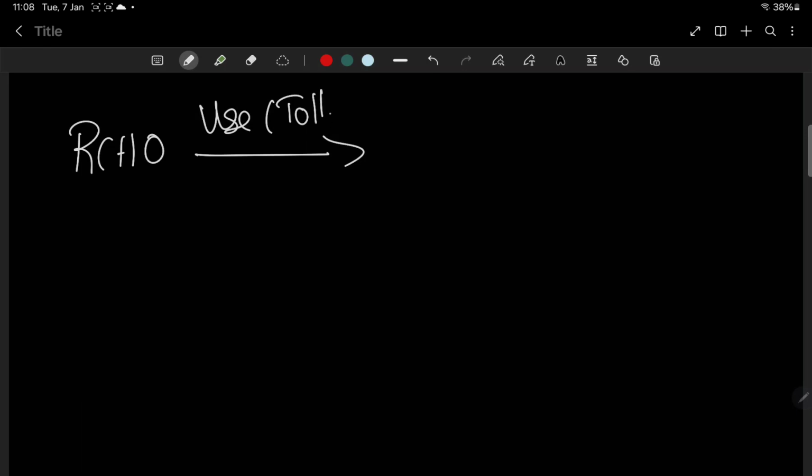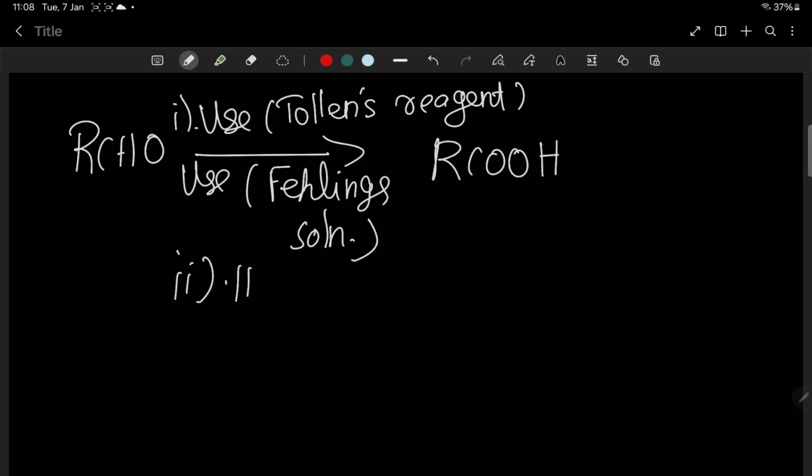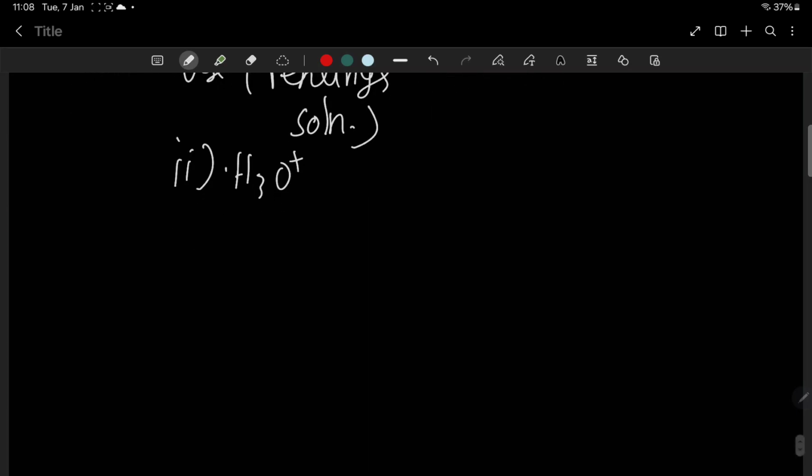If you want to prepare carboxylic acid from aldehyde, use Tollens reagent. You can use Fehling's solution. Mild oxidizing agents, you can use any of these. It will automatically convert it to RCOOH. Use this first, then H3O plus, then you will get RCOOH. This is the reaction from aldehyde.